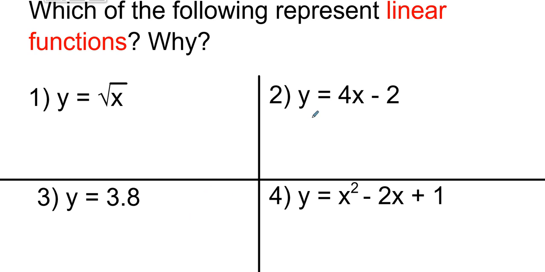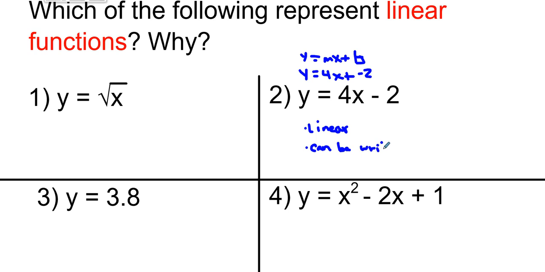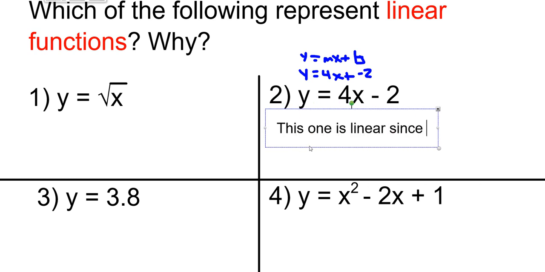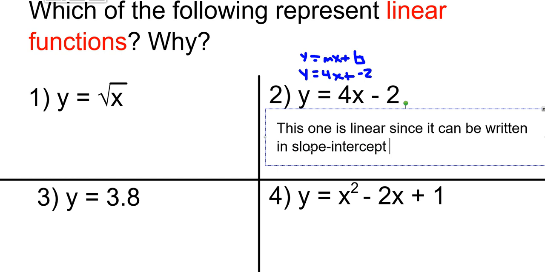Well, I want to start with the obvious ones first. This one is y equals 4x plus negative 2. This is y equals mx plus b. So this one is linear because it can be written in slope-intercept form. Okay, I just keep trying to write with a mouse here. Let's save some time, and I can copy and paste this later. So I'm going to say this one is linear since it can be written in slope-intercept form, and that's y equals mx plus b.